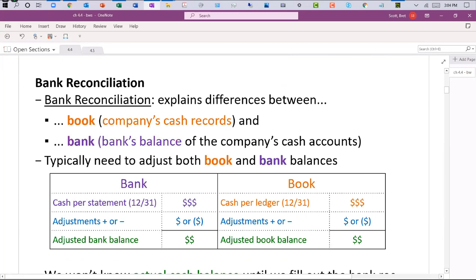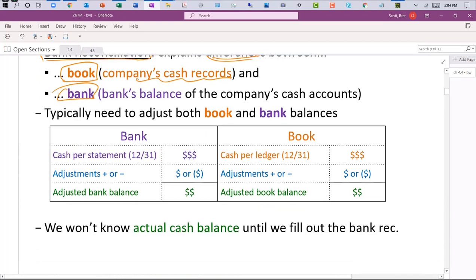How do we keep track of these differences? We use what's called the bank reconciliation, where we are going to account for all the differences between book, which is our T account, books, ledgers, right? Our T account for cash is the book, and the bank side, the bank statement, what the bank is saying is our cash or available cash balance. Typically, we need to reconcile both the book and the bank balances. It's not just that we have done things the bank doesn't know about. It's also that the bank has done things that we don't know about. So we're going to reconcile both sides.